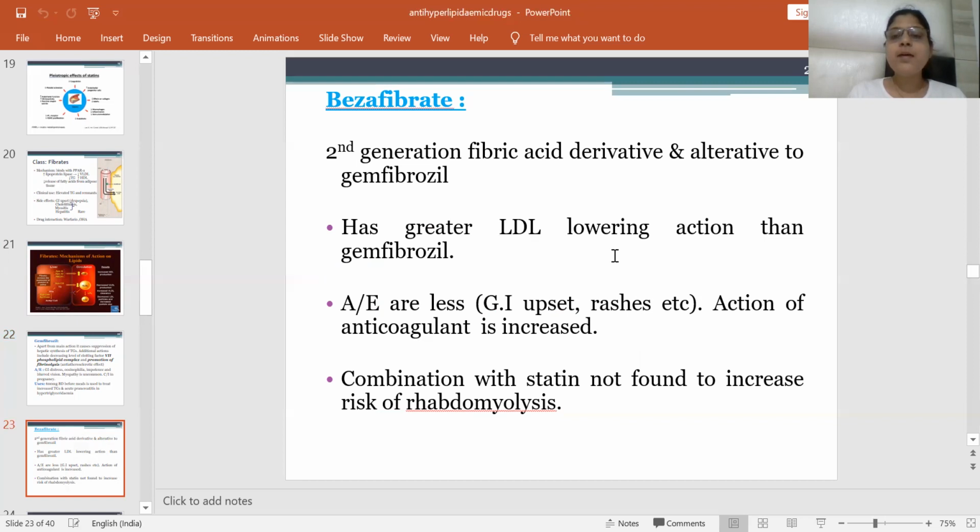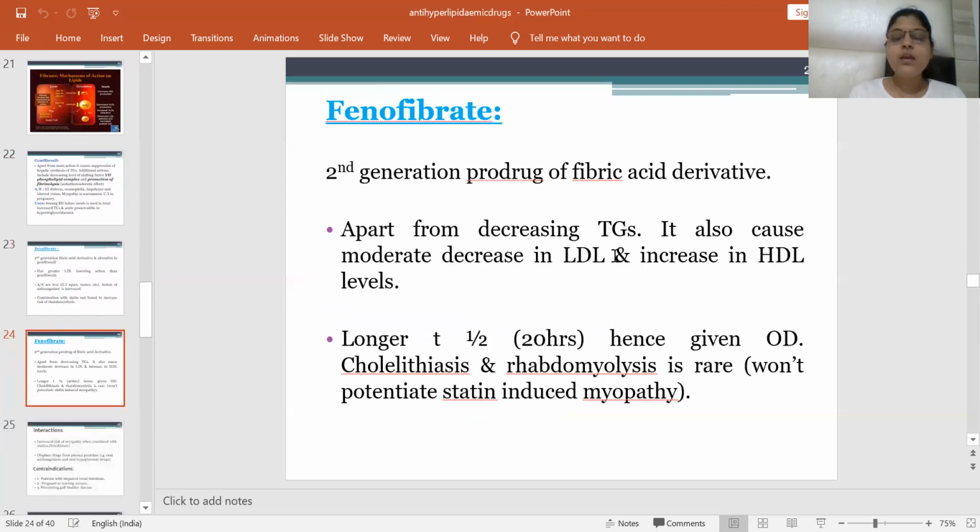Bezafibrate is another fibric acid derivative, an alternative to gemfibrozil. It has greater LDL lowering action than gemfibrozil. Adverse effects are less: GI upset, rashes, and action of anticoagulant is increased. Combination with statin is not found to increase the risk of rhabdomyolysis. Means bezafibrate does not increase the risk of rhabdomyolysis or myopathy.